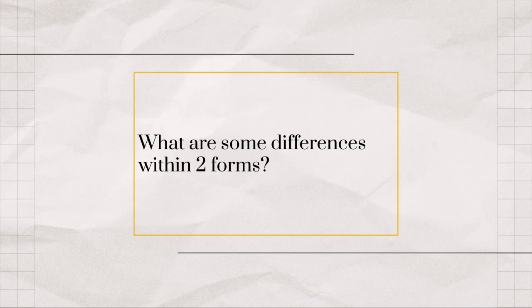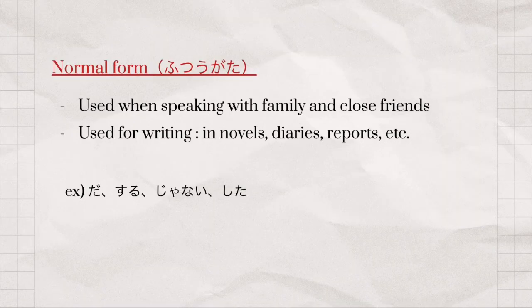Okay, to start off, what are some differences within the two forms? So here's the first one, normal form. In Japanese, it is called 普通型. Normal form is used when speaking with family and close friends, and also it is used for writing, such as in novels, diaries, reports, and etc.